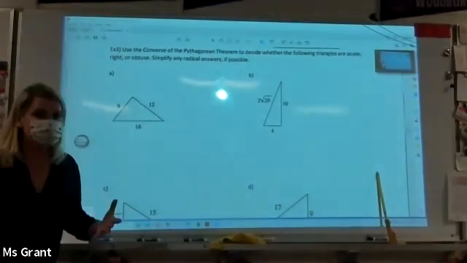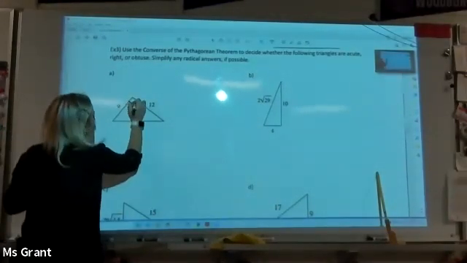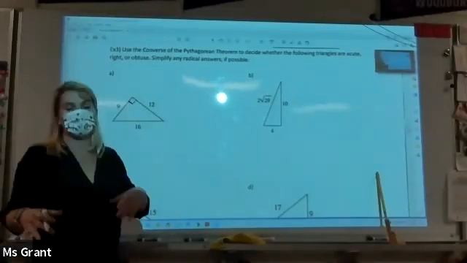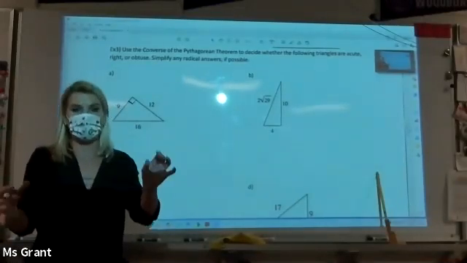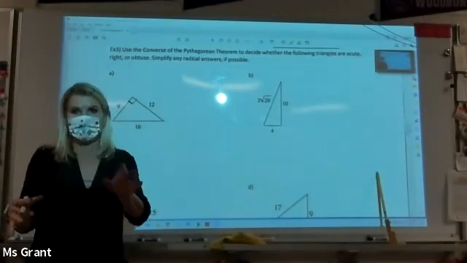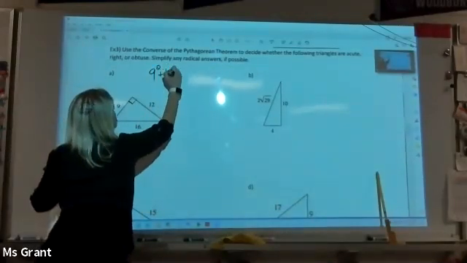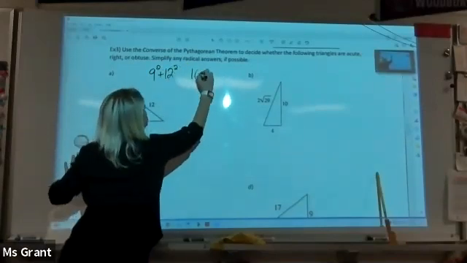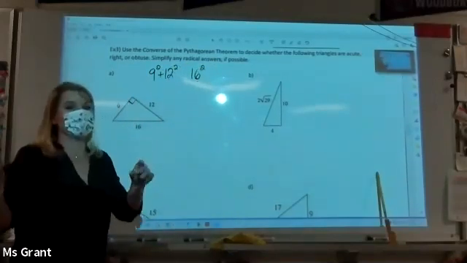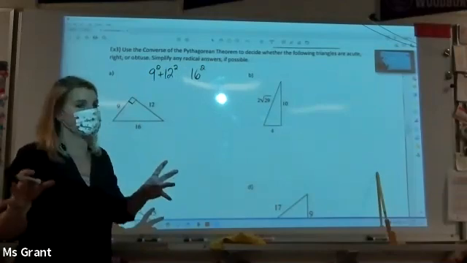So obviously my right angle is right here. So what you're going to do is set up the Pythagorean theorem, but you're not going to put an equal sign. Do not write an equal sign. Ready? 9 squared plus 12 squared is something 16 squared. I don't know if it's greater than, less than, or equal. That's what we have to find out.